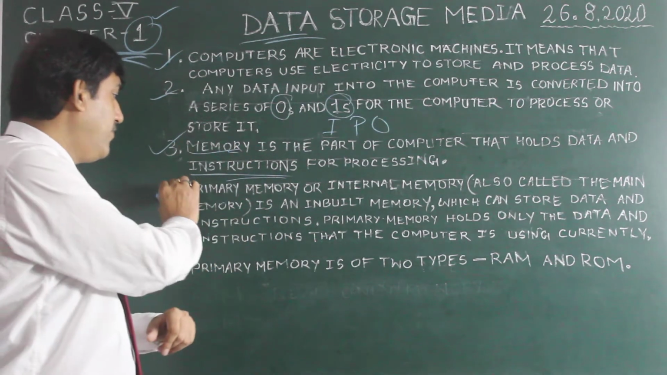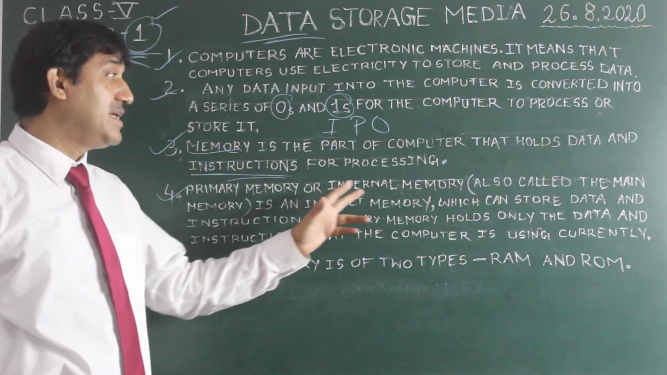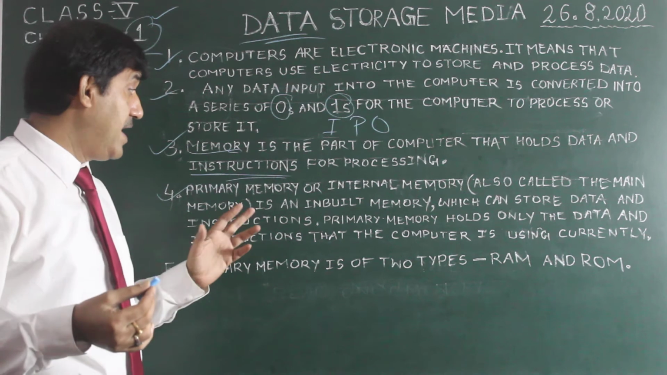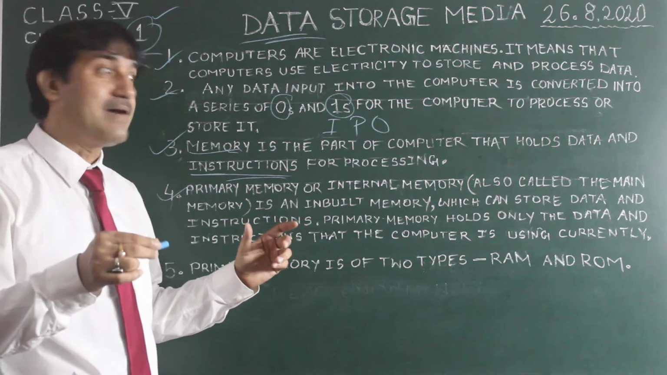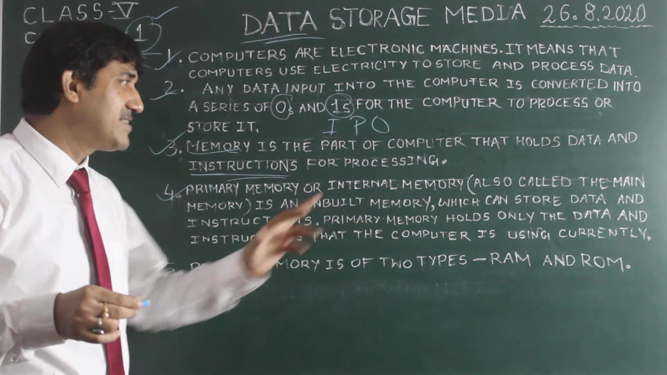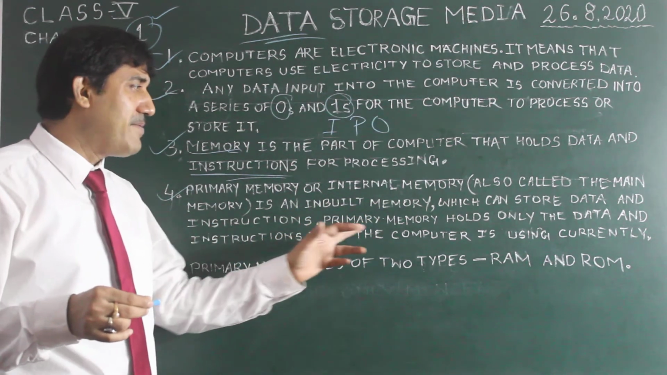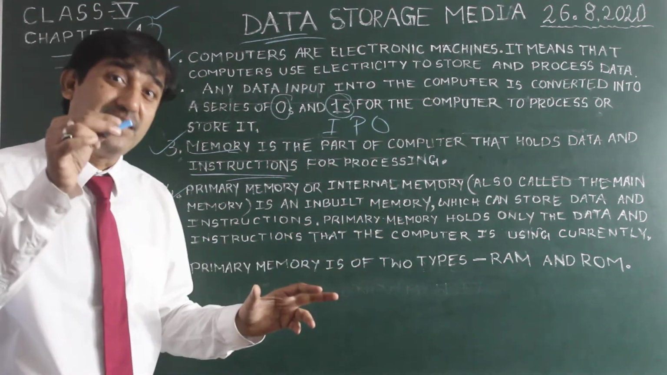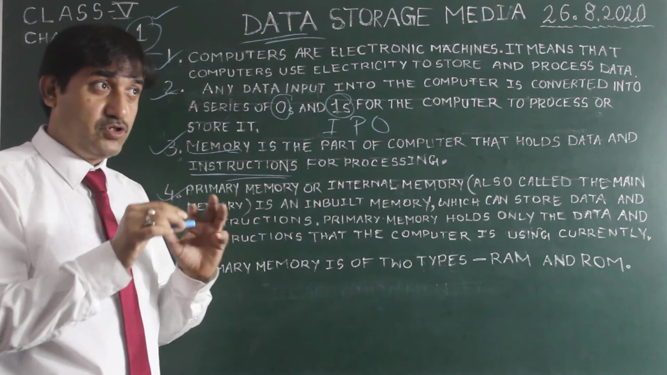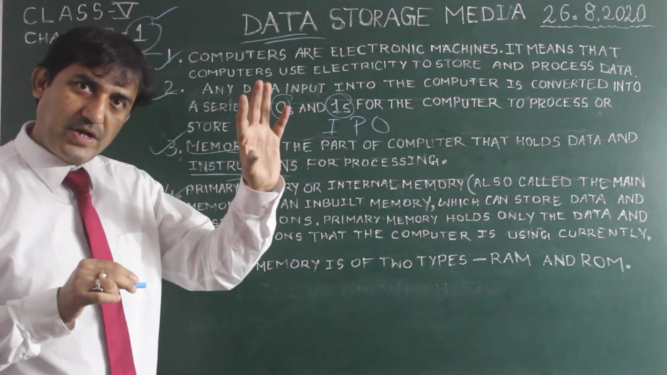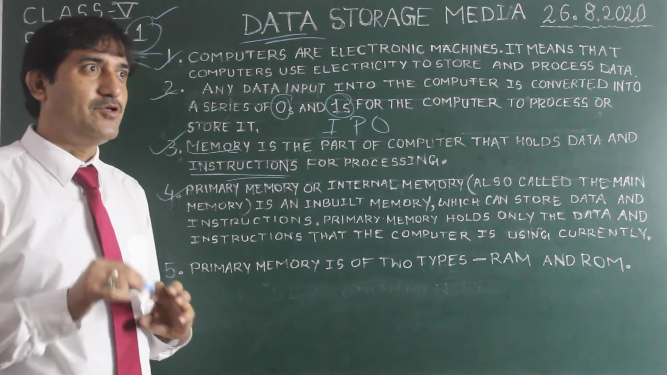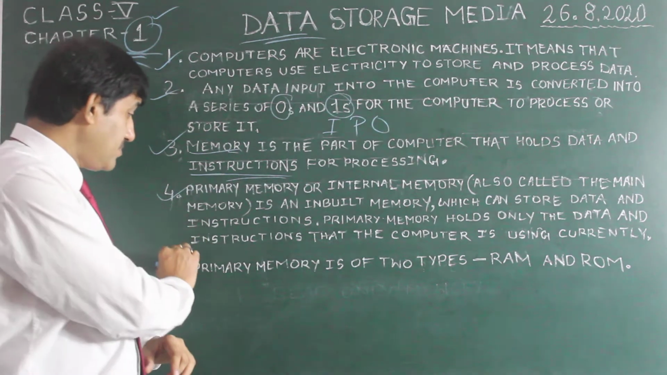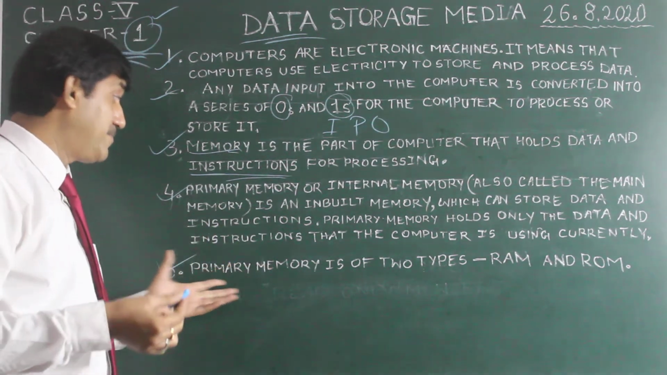Okay. Now we come to the fourth one. Primary memory or the internal memory, also called the main memory, is an inbuilt, means inside the computer itself, memory which can store data and instructions, and primary memory holds only the data and instructions that the computer is using currently. And whatever you are doing, suppose you are doing MS Word, that's storing in the primary memory. Okay, so suppose you are doing Notepad, storing in the computer primary memory. Okay, now clear?